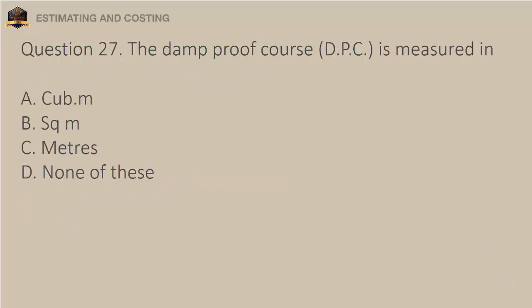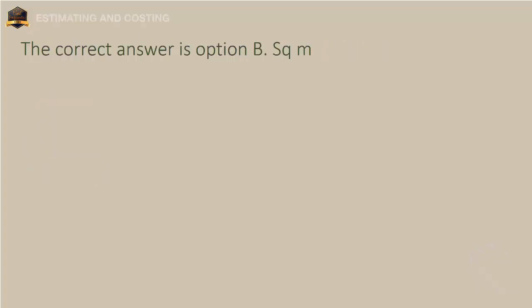Question 27. The damp-proof course DPC is measured in A. Cubic meters. B. Square meters. C. Meters. D. None of these. The correct answer is option D, none of these.